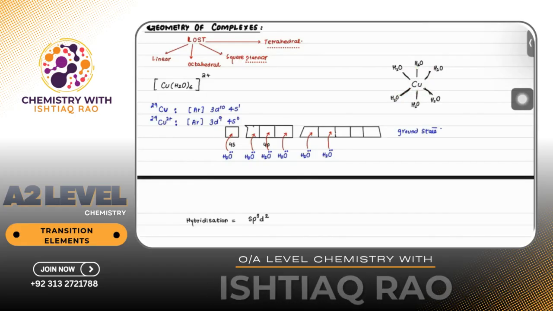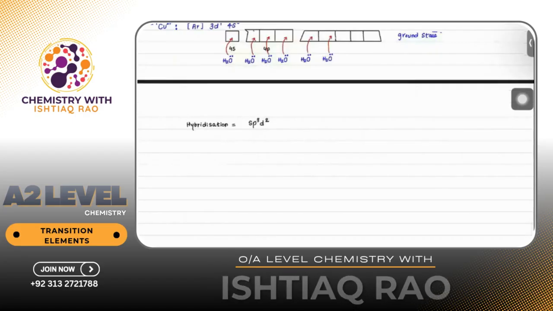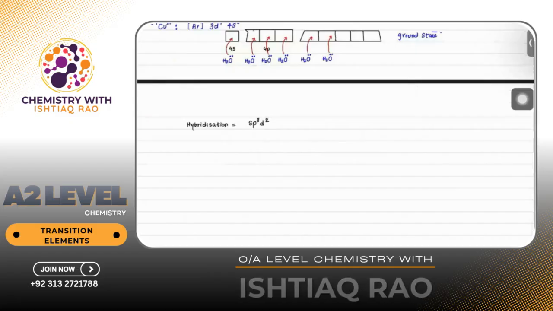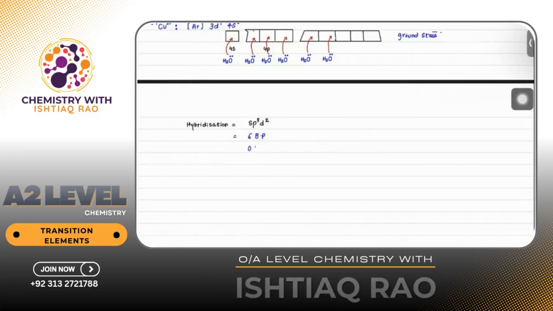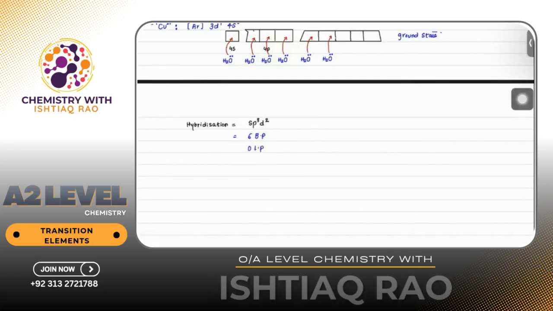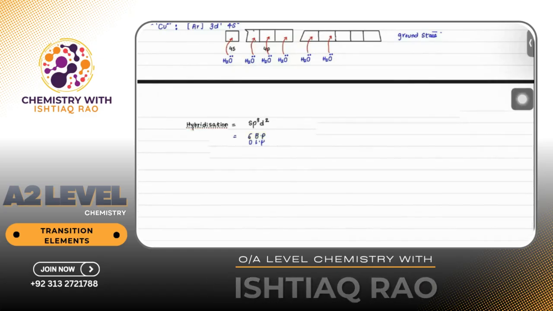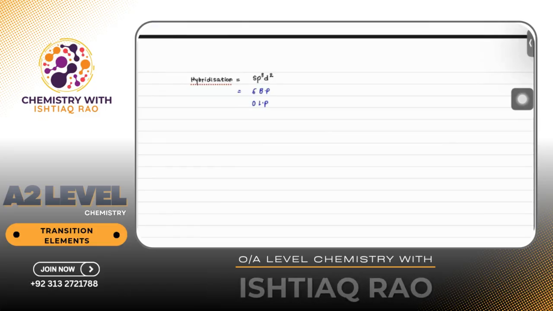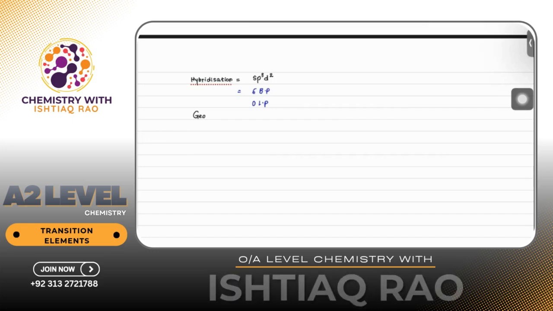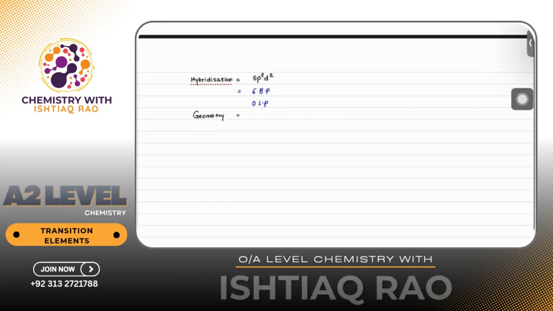On the central element, we have no lone pair of electrons. So I can say that I have six bond pairs and zero lone pairs. Whenever you have six bond pairs and zero lone pairs, what would be the geometry? I can say that it's going to be octahedral.